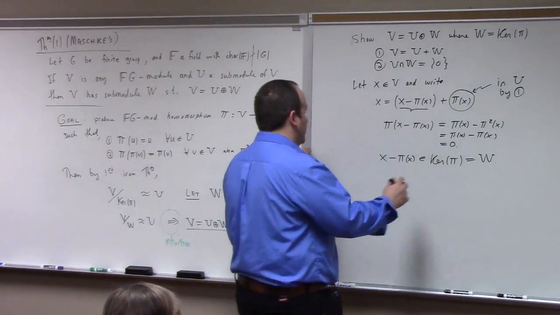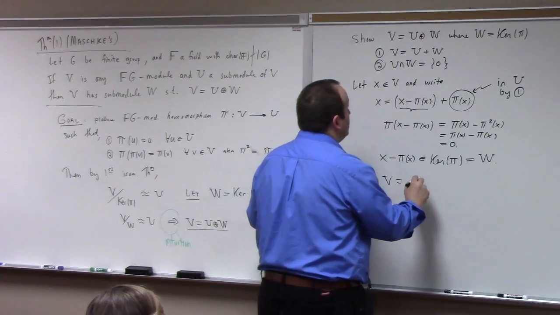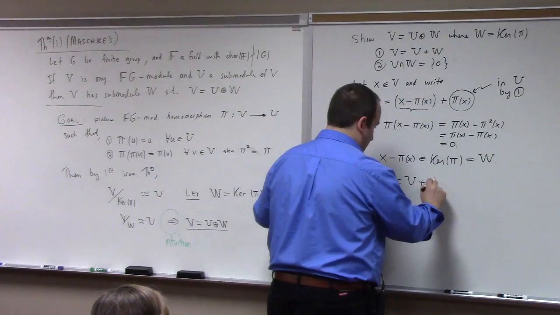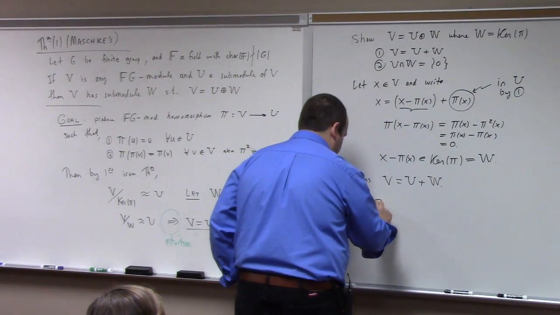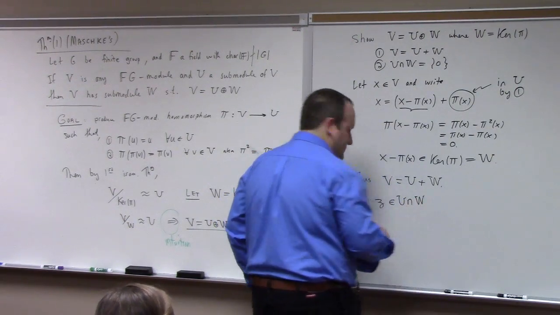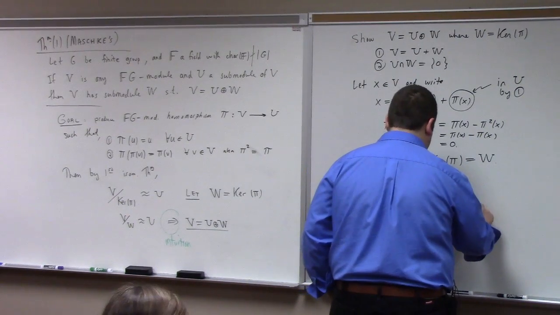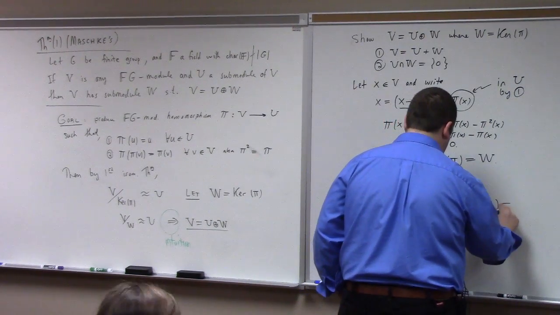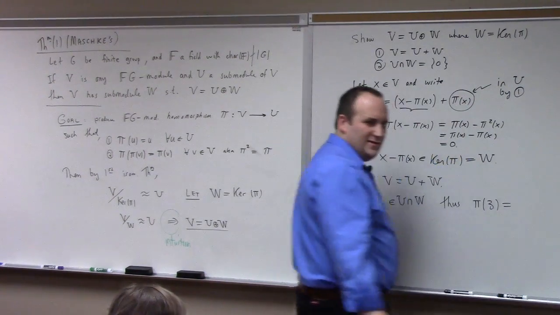So anyway, this much shows us that V is U plus W. Now let Z be an element of U intersect W. What does that tell us? Pi of Z is equal to what? How do you get that? Pi of Z is Z.